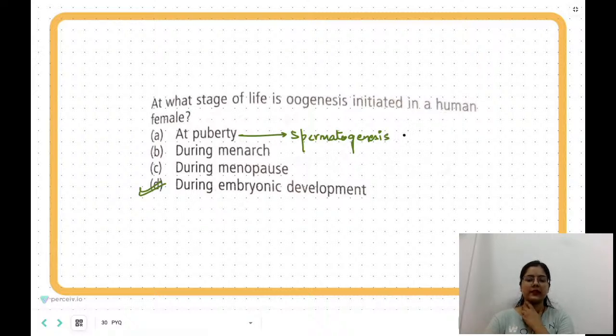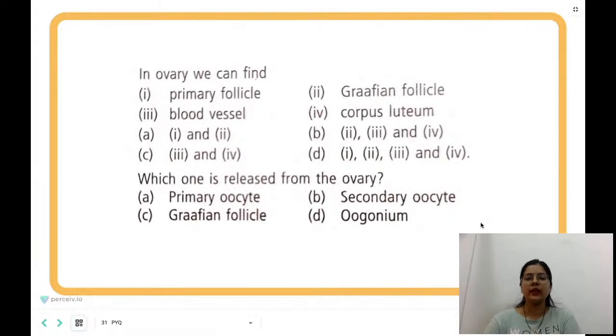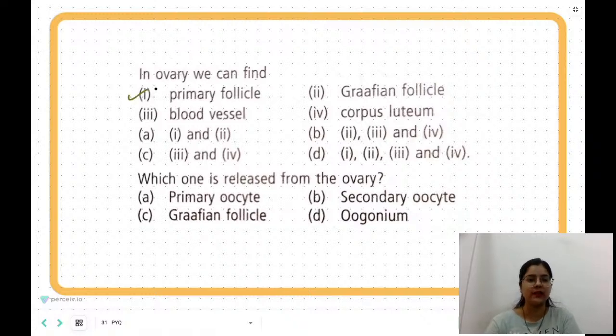All right, this is the case. So here your option D will be correct. Now moving on to the next question, which is: in the ovary we can find all these structures. Okay, options are given, and it is asking whether in the ovary we will find all these structures. So in the ovary we find the primary follicle, yes, we have seen that.